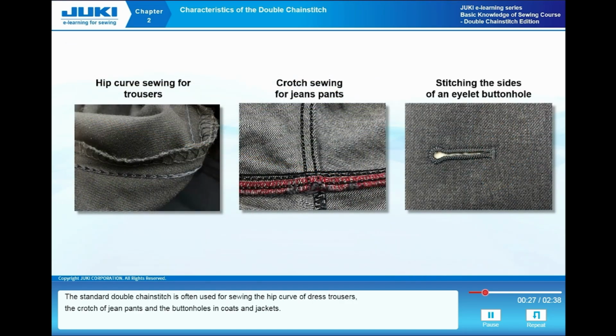The standard double chain stitch is often used for sewing the hip curve of dress trousers, the crotch of jean pants, and the buttonholes in coats and jackets.